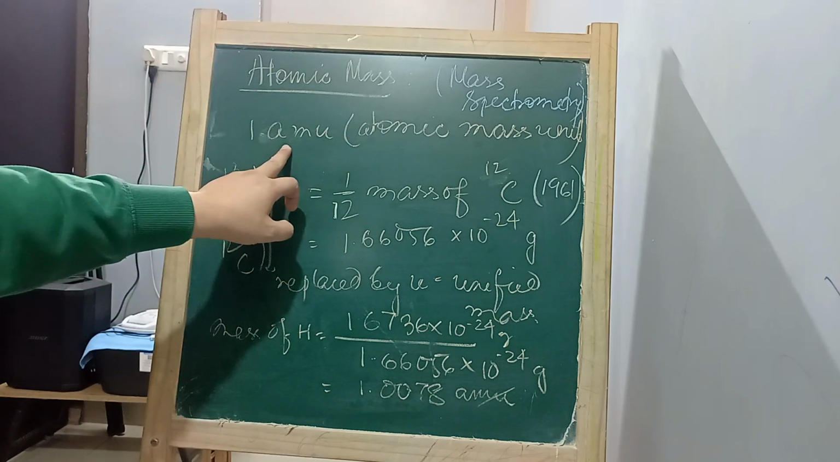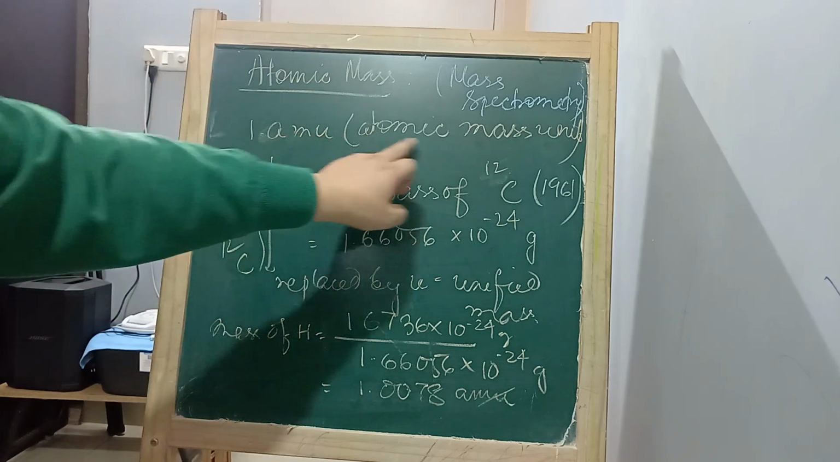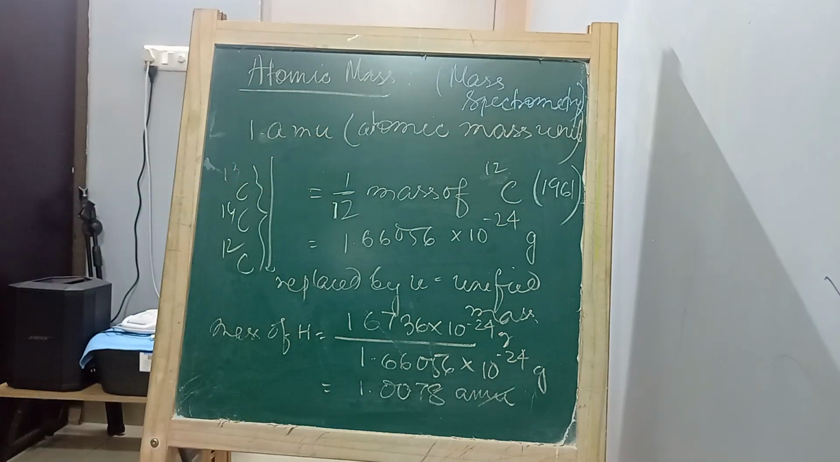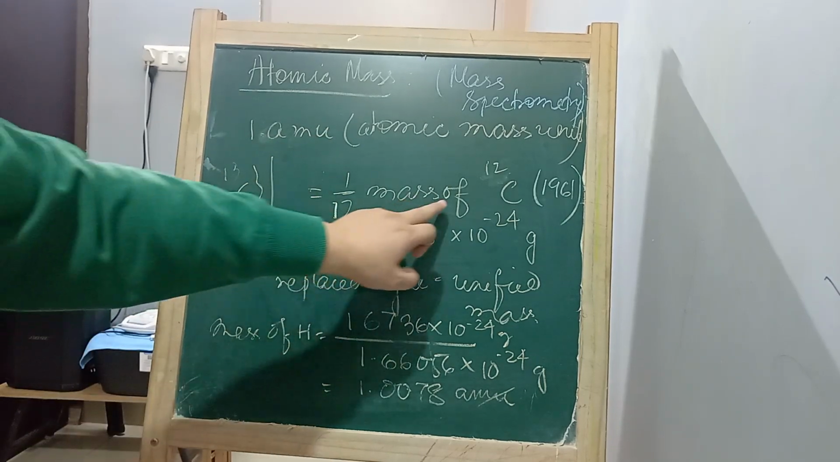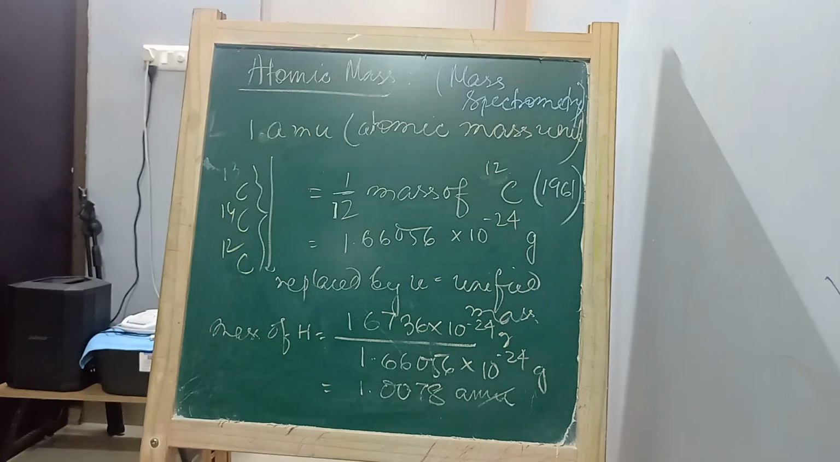So 1 AMU, which is a short form of atomic mass unit, is defined as 1 by 12 of the mass of a carbon atom.